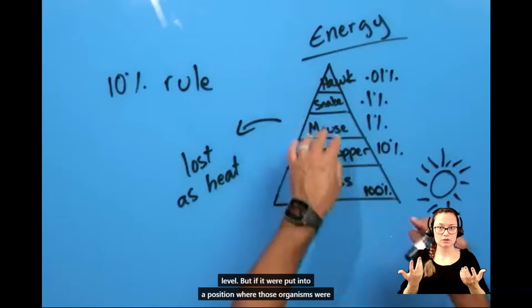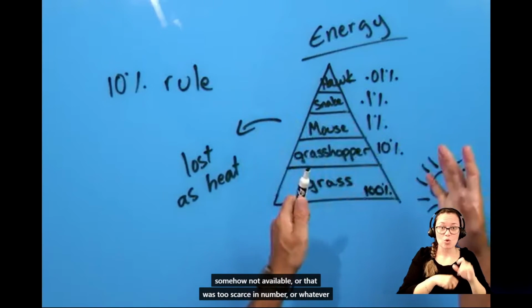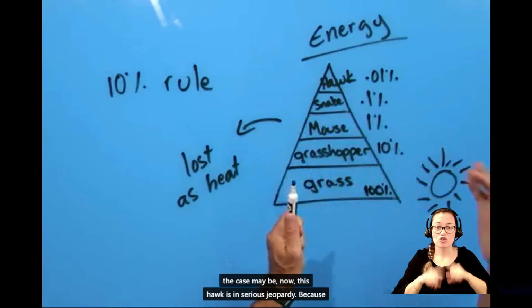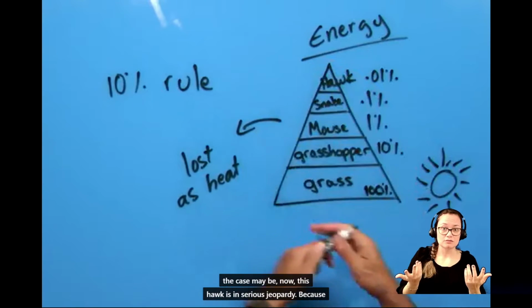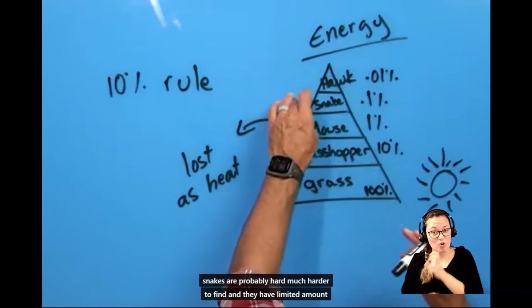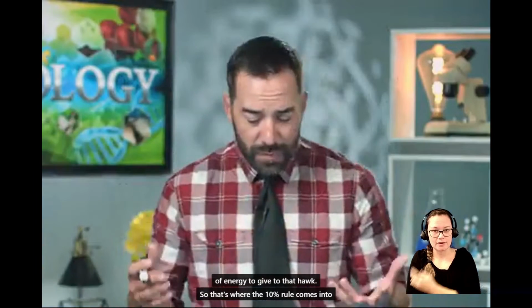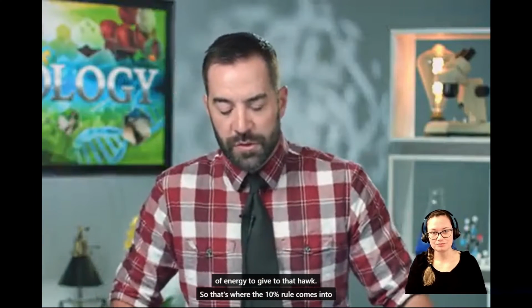But if it were put into a position where those organisms were somehow not available, or that was too scarce in number, or whatever the case may be, now this hawk's in serious jeopardy because snakes, one, are probably much harder to find, and they have a limited amount of energy to give to that hawk. So that's where the 10% rule comes into effect.